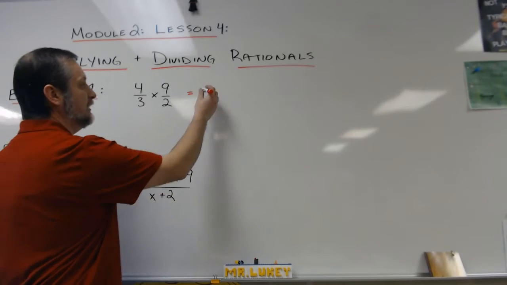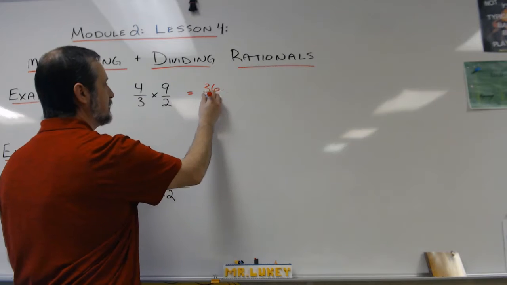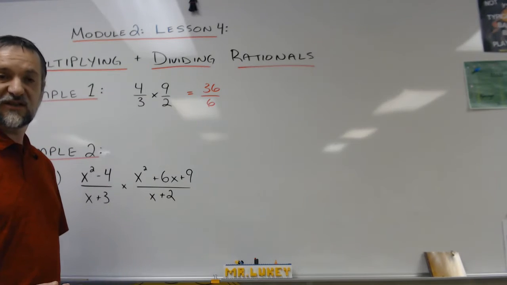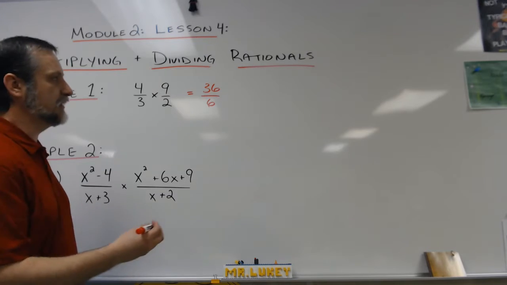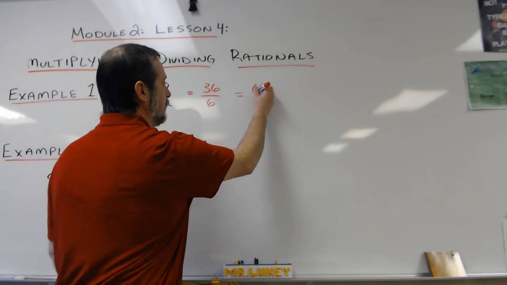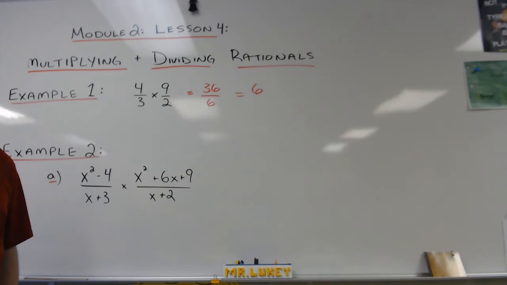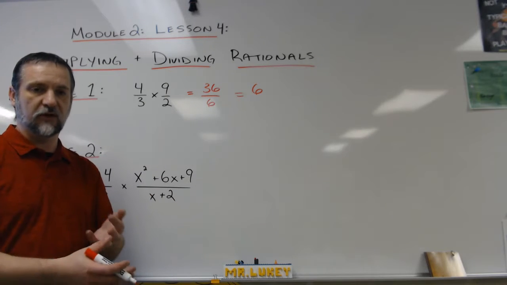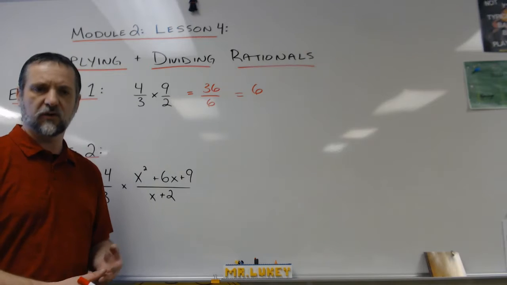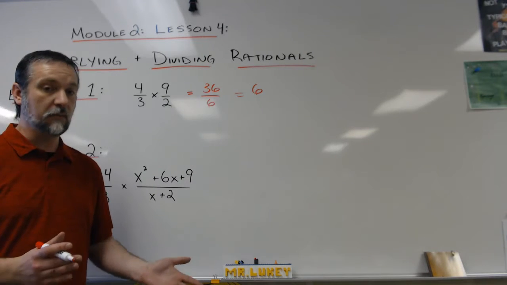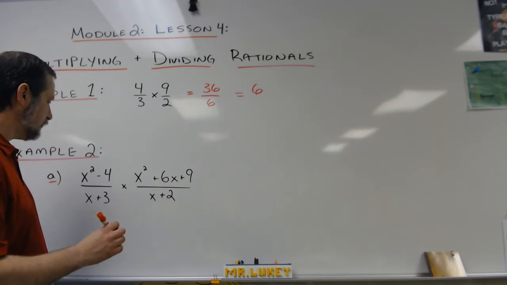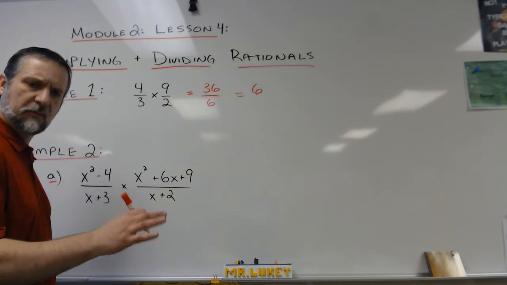So 4 times 9 is 36, and 3 times 2 is 6. I take a look here, I got 36 over 6. Can I simplify? Of course I can simplify. The answer is 6. There you go. So if you know how to do this, and you know how to multiply a binomial by a binomial, and so forth, then this lesson should not be a problem for you in any way, shape, or form. The only thing we're really going to have to watch for is those non-permissibles.